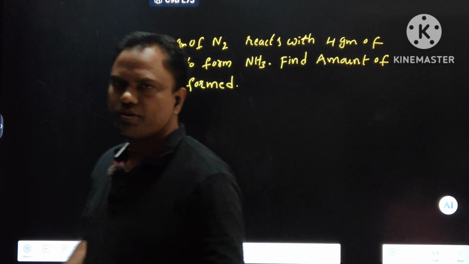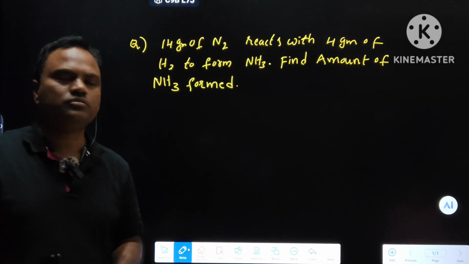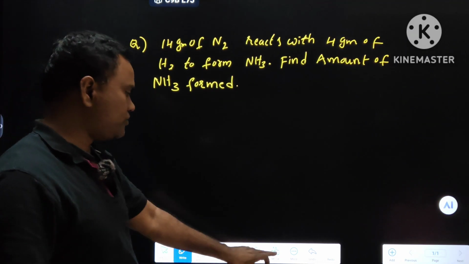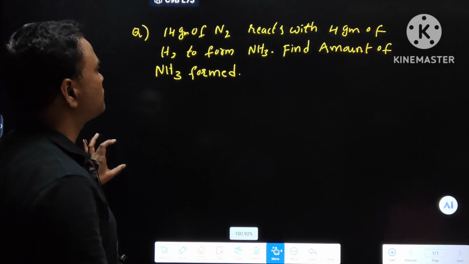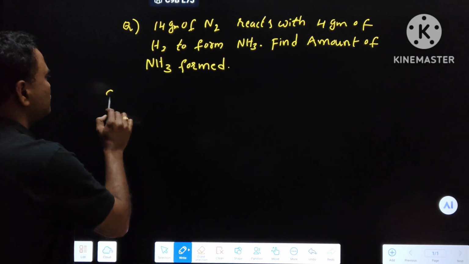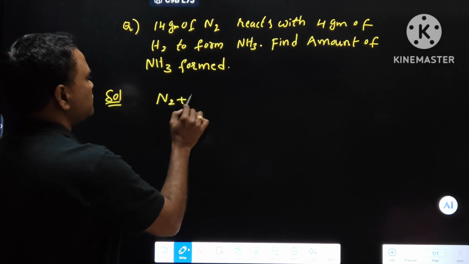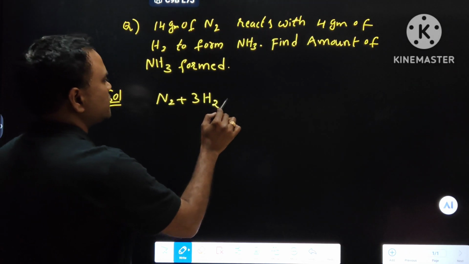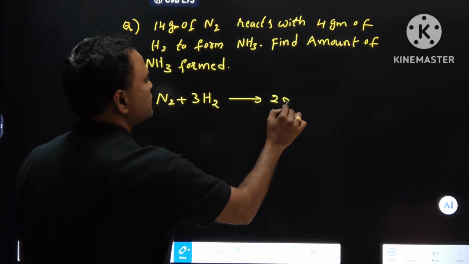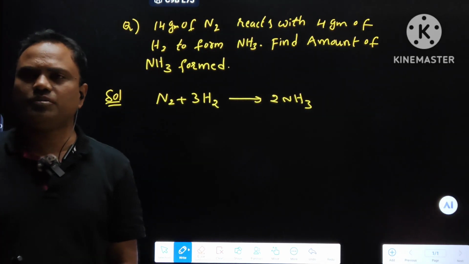Applications of limiting reagent. First write the balanced equation: N2 plus 3H2 gives rise to 2NH3. You have to write this reaction. What is step 1 in the limiting reagent?